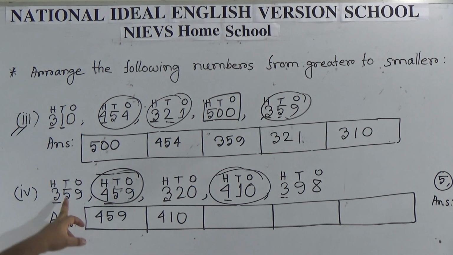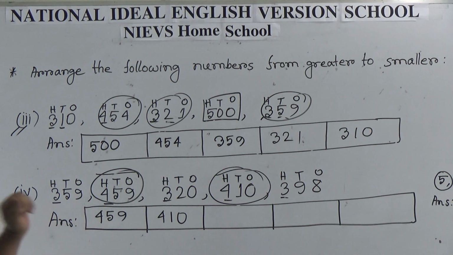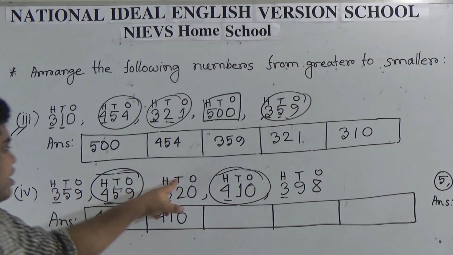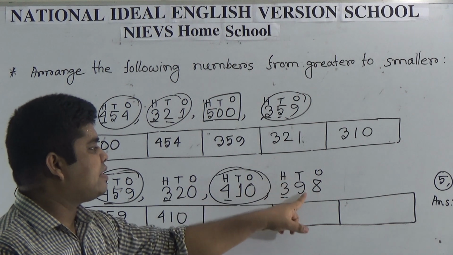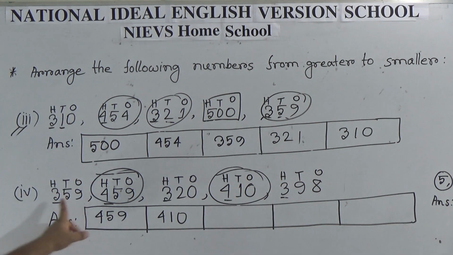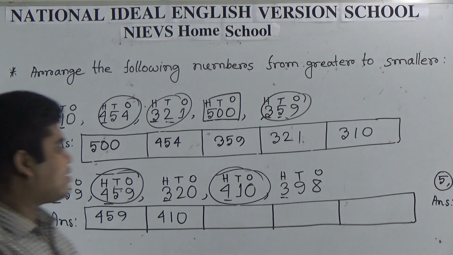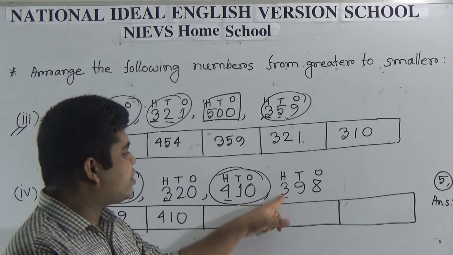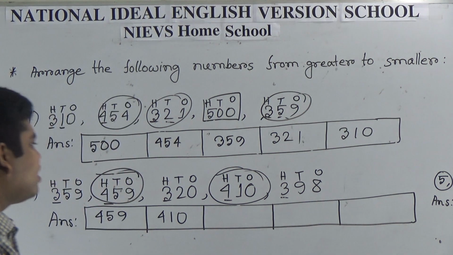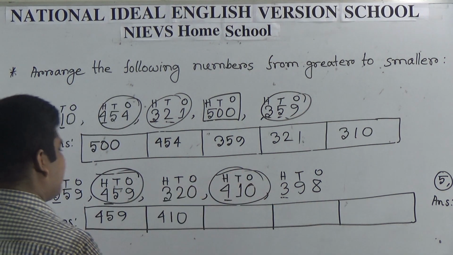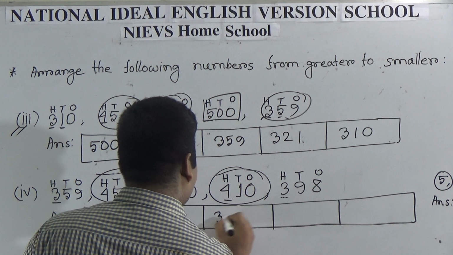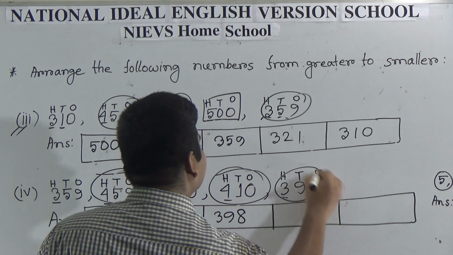Now, we consider the tens place digit. Here tens place digit is 5, tens place digit is 2, tens place digit is 9. From 5, 2 and 9, which number is greatest? The greatest number is 9. So, 398 is the greatest number among the 3 numbers. That means 398, and it is done.